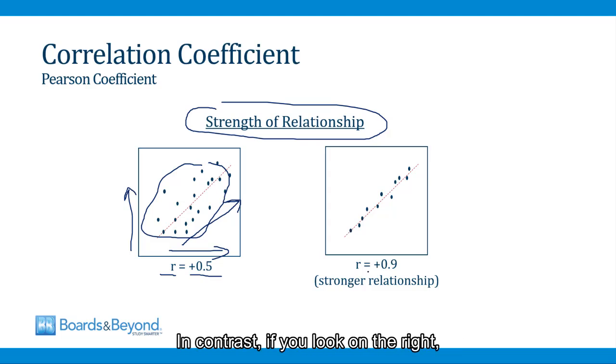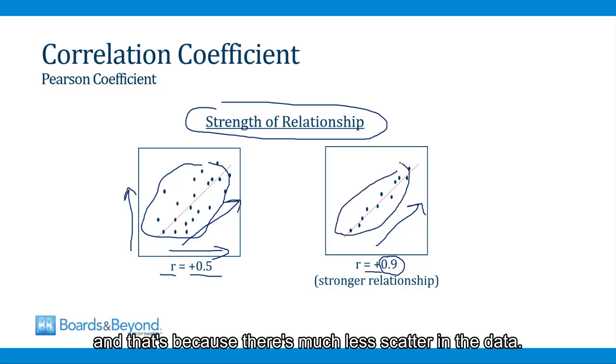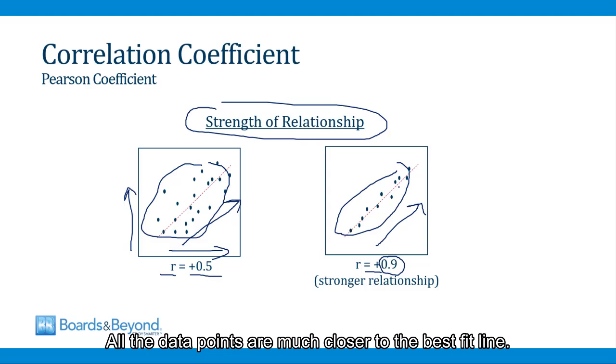In contrast, if you look on the right, once again we have a positive r value indicating a positive relationship between the two variables. But in this case, the r value is 0.9, and that's because there's much less scatter in the data. All the data points are much closer to the best fit line.